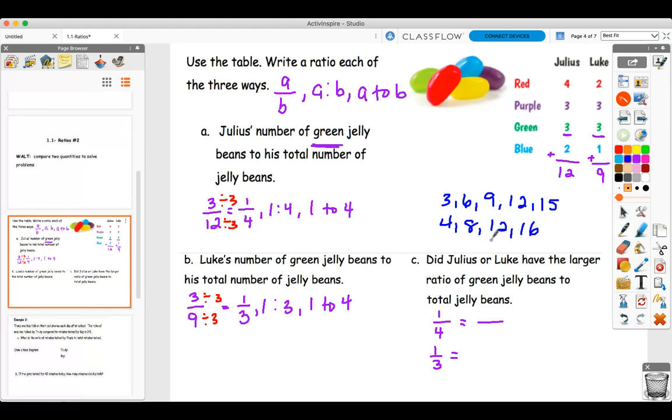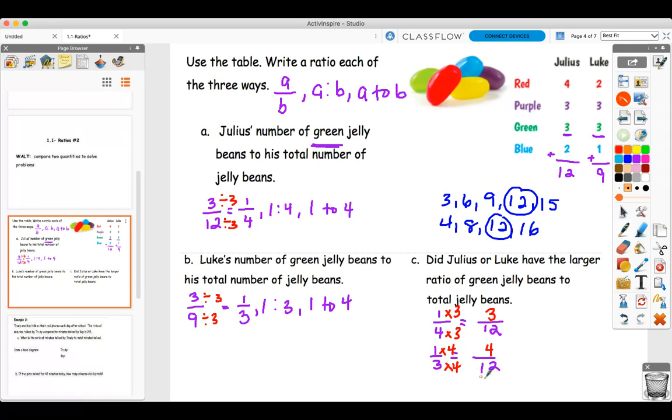And what's the smallest number they have in common? That's 12. So that's the denominator we're going to use to create equivalent fractions, a 12 at the bottom. And now, what are you multiplying 4 by to get to 12? 3. So you've got to do the same exact thing to the top. So you're going to have 3 over 12. Same thing over here. What are you multiplying 3 by to get to 12? 4. So you multiply the same thing to the top, and you're going to get 4 over 12.